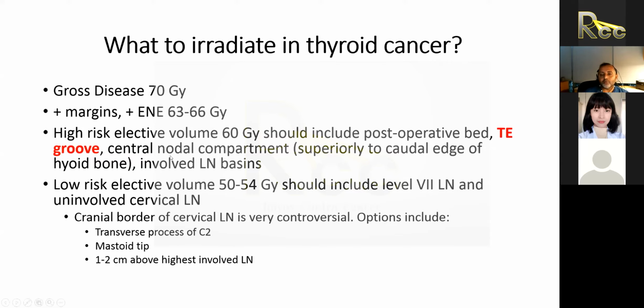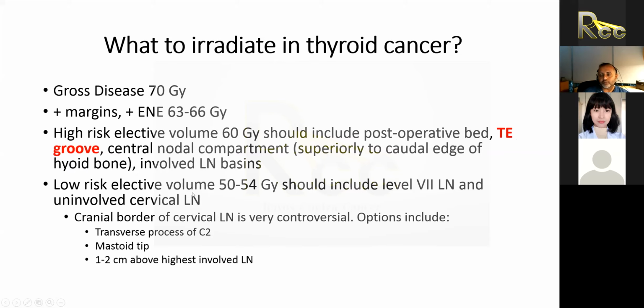And then comes in, what is that high-risk elective volume? Generally in these patients, that's going to be the postoperative bed, the tracheoesophageal groove, the central nodal compartment. Superiorly, I said, going at least to the cartilage of the hyoid bone. So levels 3, 4, 5A, and sometimes 5B. These are going to be right here in that central compartment for these patients.